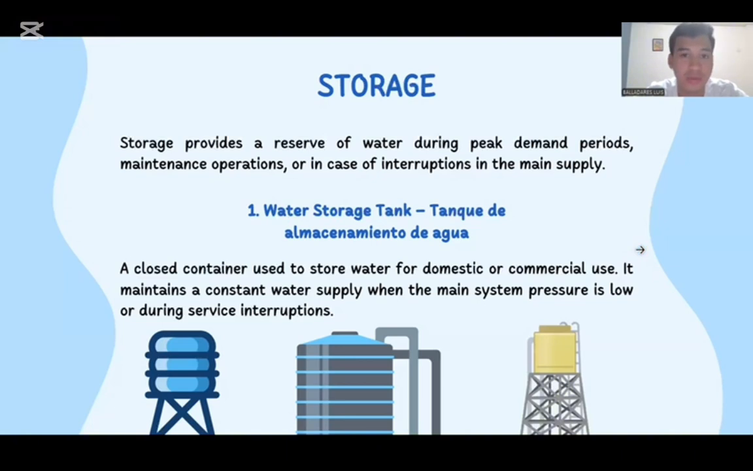I'm going to continue this presentation with the part of storage. The storage provides a reserve of water during peak demand periods, maintains operation in case of interruption in the main supply. The first part we have is the water storage tank, that in Spanish is tanque de almacenamiento de agua. This is a closed container used to store water for domestic and commercial use, and it maintains a constant water supply when the main system pressure is low or during service interruption.